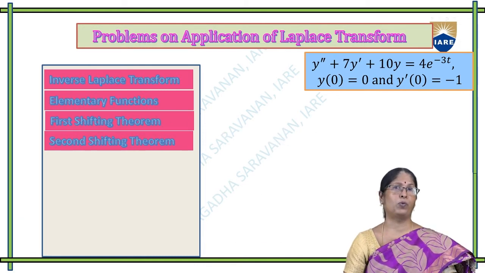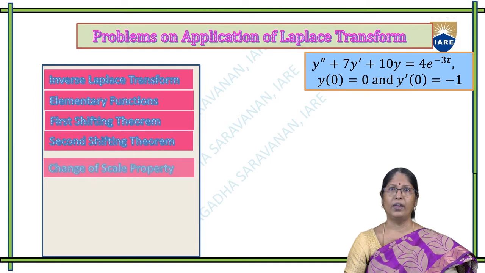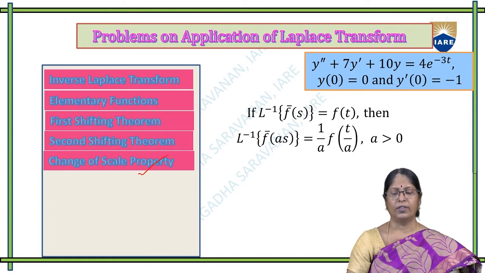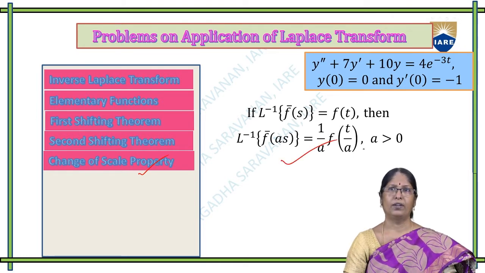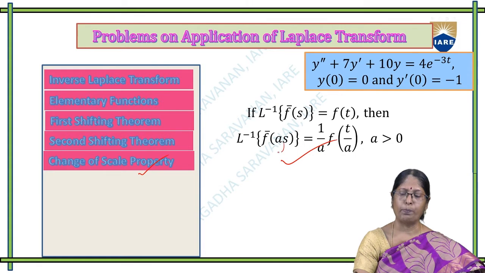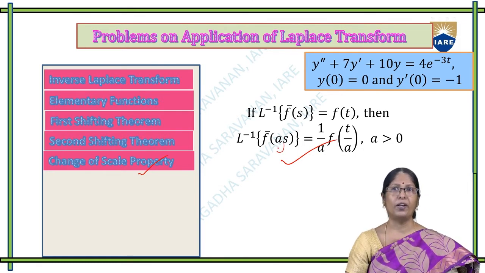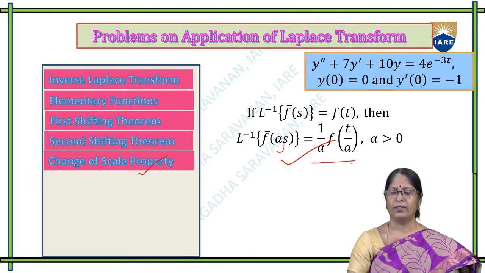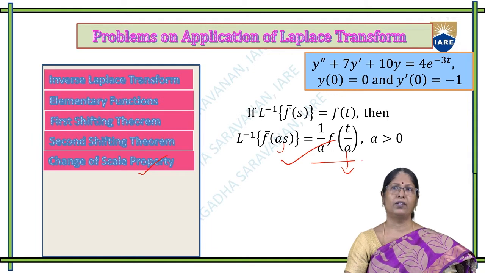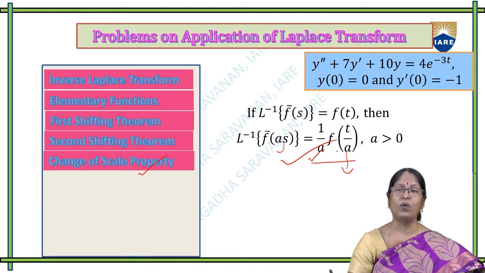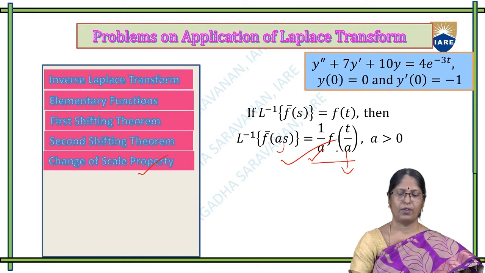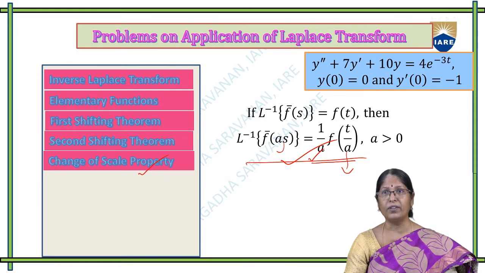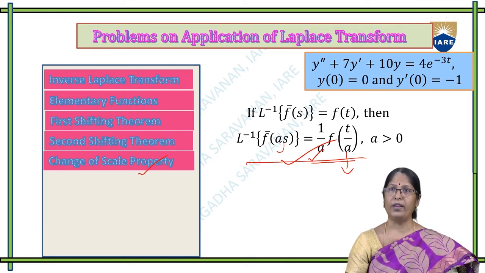Suppose this also fails, then we will move to the change of scale property. In the change of scale property, if the particular s is divided by a, then in the final f of t, the t is replaced by t by a, into 1 by a. If this is also not suitable for the inverse we are finding in our given problem, then we will move to the next one.